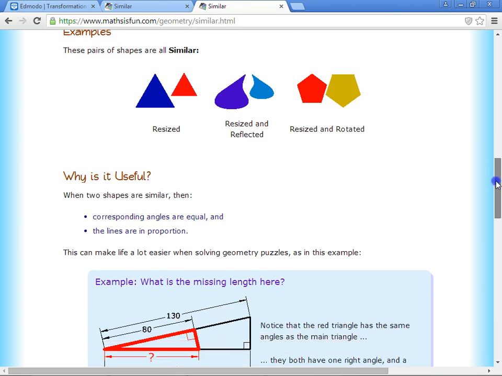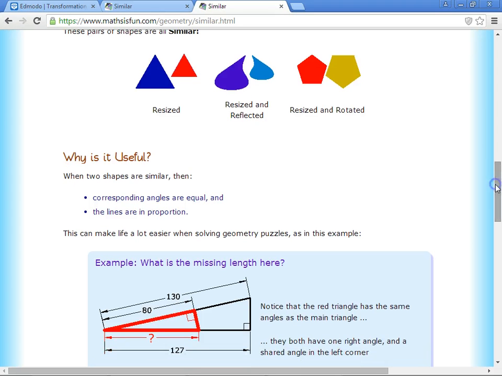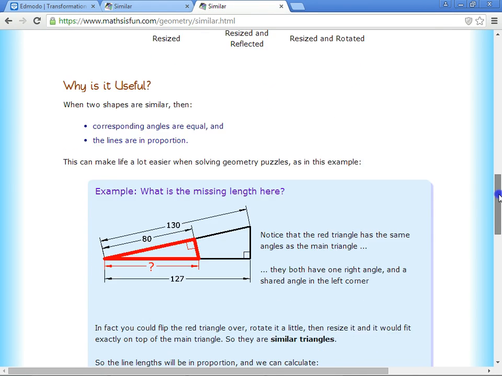Why is it useful to understand similar figures? Well, you really have to distinguish between similar and congruent figures and understand the properties that are involved in both. When two shapes are similar, then the corresponding angles are equal, which is the same as congruent figures, but the lines are in proportion. And while congruent figures have lines in proportion, a 1-to-1 ratio, similar figures extend beyond that 1-to-1 ratio.